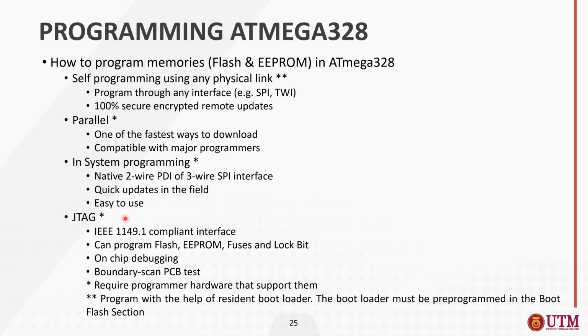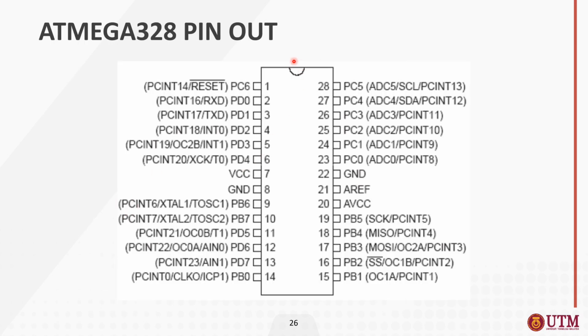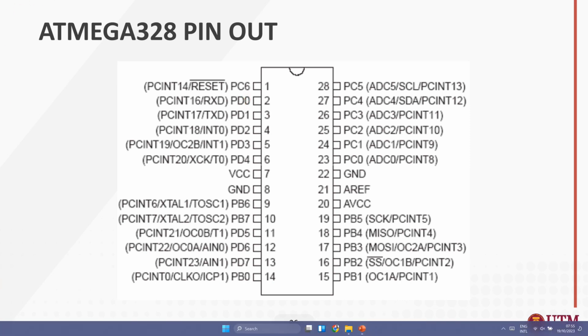Right, so next is the pinout for your Atmega 328. For the first pin, this is pin number 1. Pin number 1 is actually the reset, the reset button, that you can see in Arduino, it is connected to pin number 1. It is used to reset the operation of your microcontroller, your chip, right?